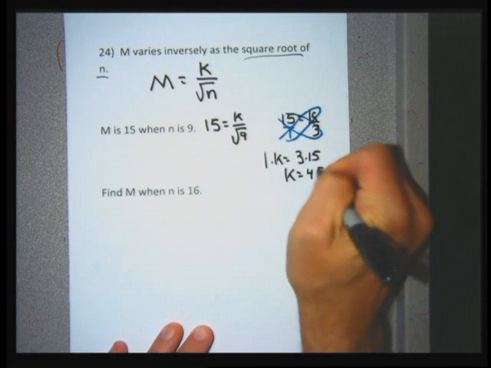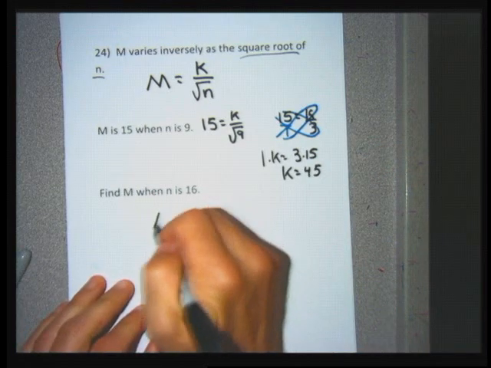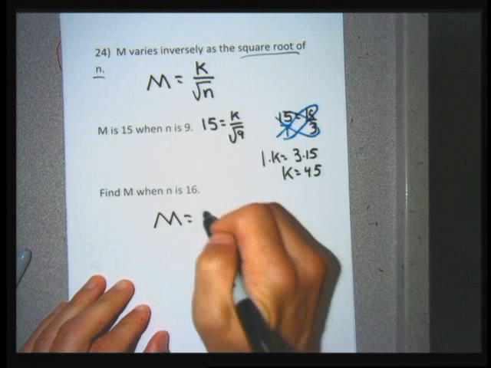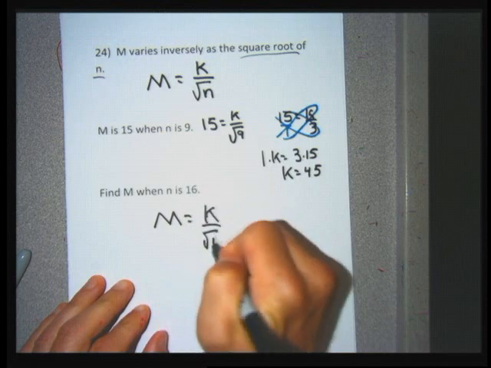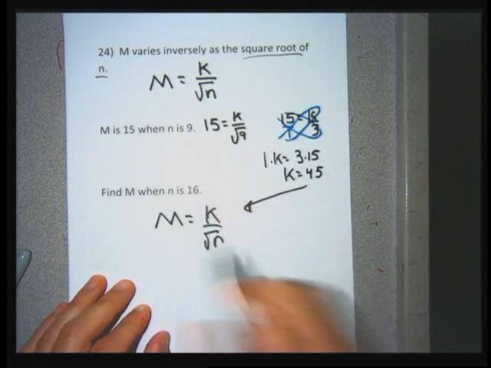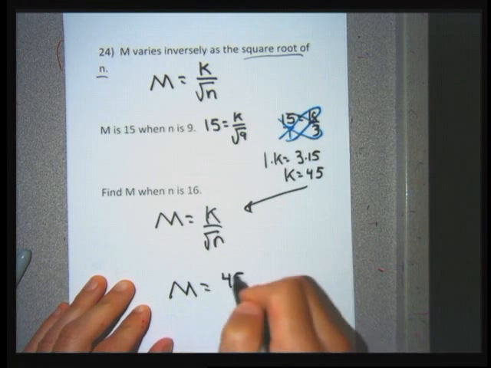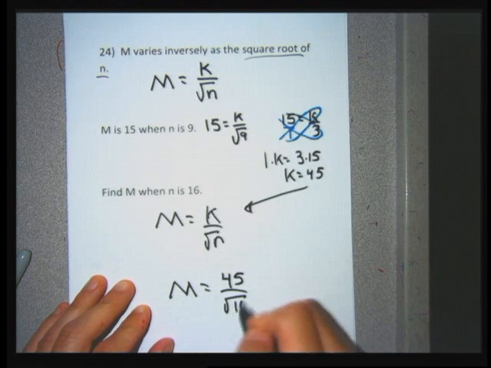So k is going to be 45. Now I'm ready for my third sentence. My third sentence, I'm going to use that equation, m equals k over the square root of n. I'm going to plug in 45 for the k and 16 for the n. I'm going to get m equals 45 over the square root of 16.